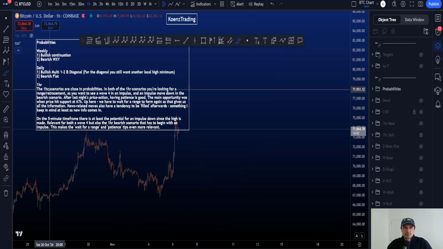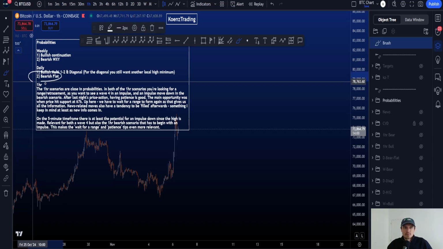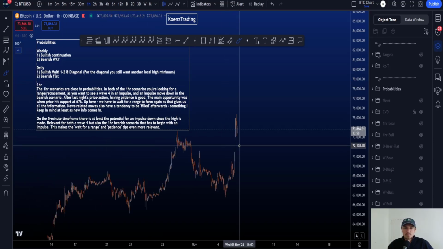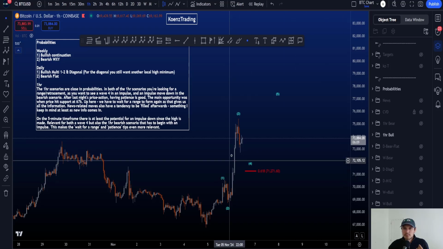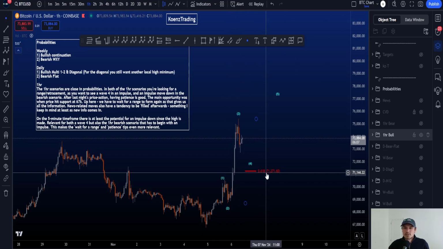And then on the number 2 spot, we have a bearish flat, which at the moment is a lower probability scenario. If we then look at the probabilities on the 1 hour time frame, then the 1 hour scenarios are actually very close in probabilities. Now price has moved to the upside. We didn't yet touch the 0.618 at 71.2k.